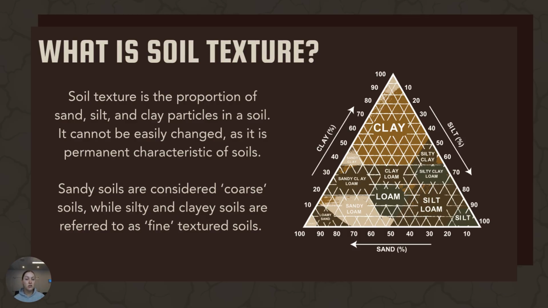Sandy soils are considered coarse, and silty and clayey soils are considered fine textured soils. On the right of the screen here, you have the soil textural triangle. Depending on the percentage of sand, silt, and clay in the soil, that determines what the texture is. You can see there's clay, clay loam, loam, silty clay loam, sandy clay loam. There's essentially endless combinations of these three minerals.